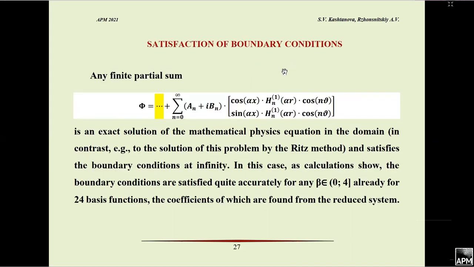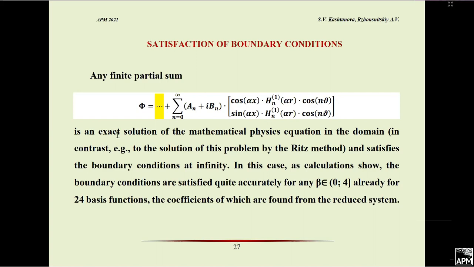What about satisfaction of boundary conditions? Any finite partial sum of phi is an exact solution of the mathematical physics equations in the domain, in contrast, for example, to the solution of this problem by the Ritz method. And it satisfies the boundary conditions at infinity.